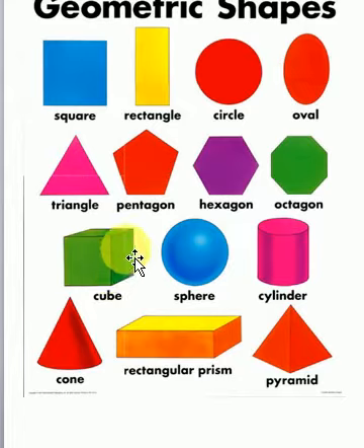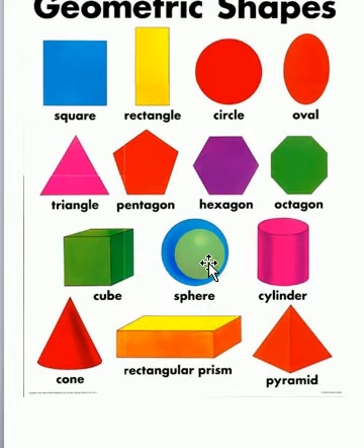Cube. Here the cube is a 3-dimensional shape, whereas a square is a 2-dimensional shape. In this cube we observe how many sides, how many corners, and how many edges there are. Edges we count: 1, 2, 3, 4, 5, 6, 7, 8, 9, 10, 11, 12. 12 edges. Corners: 1, 2, 3, 4, 5, 6, 7, 8.